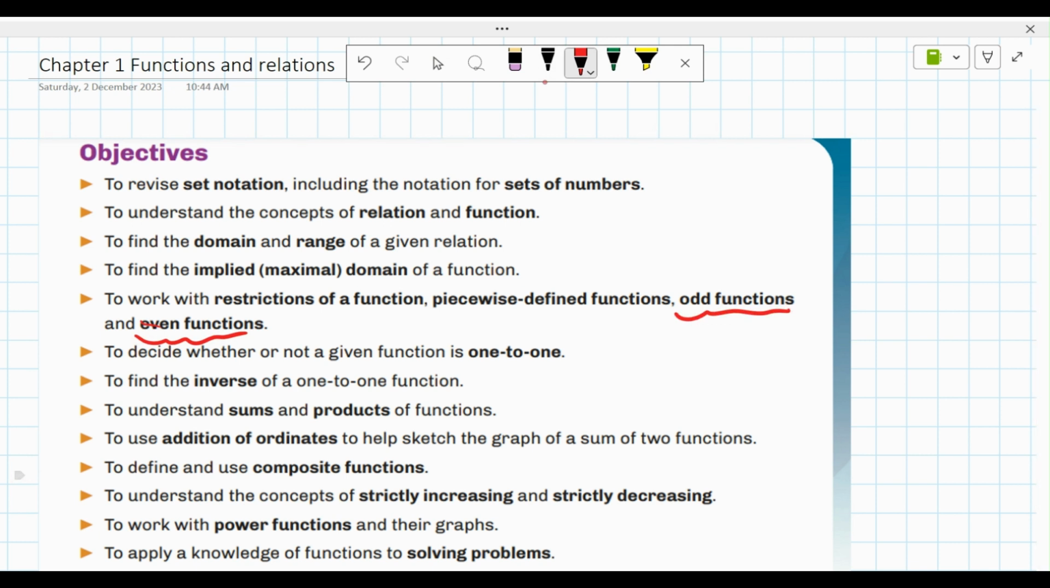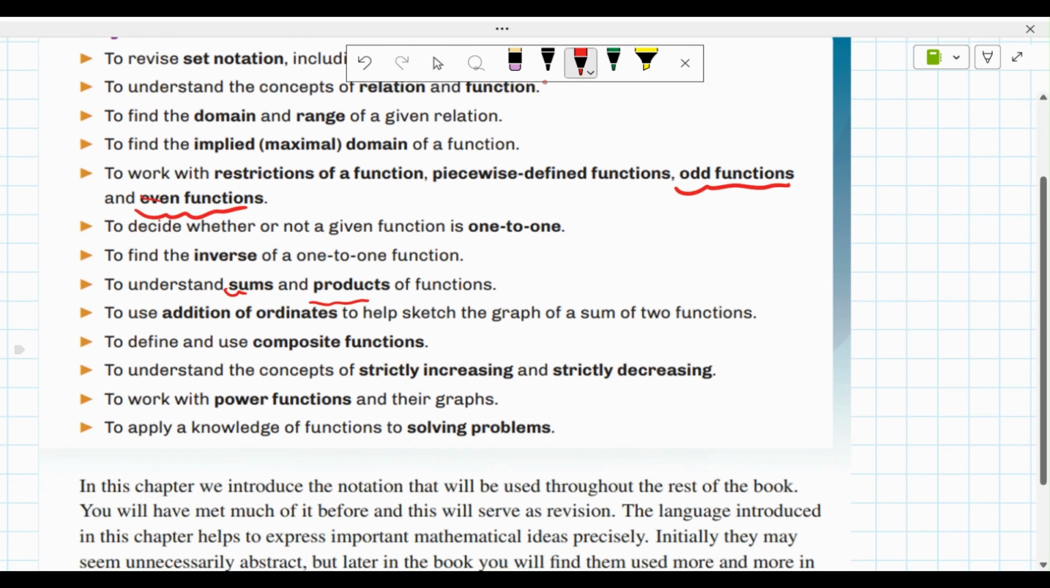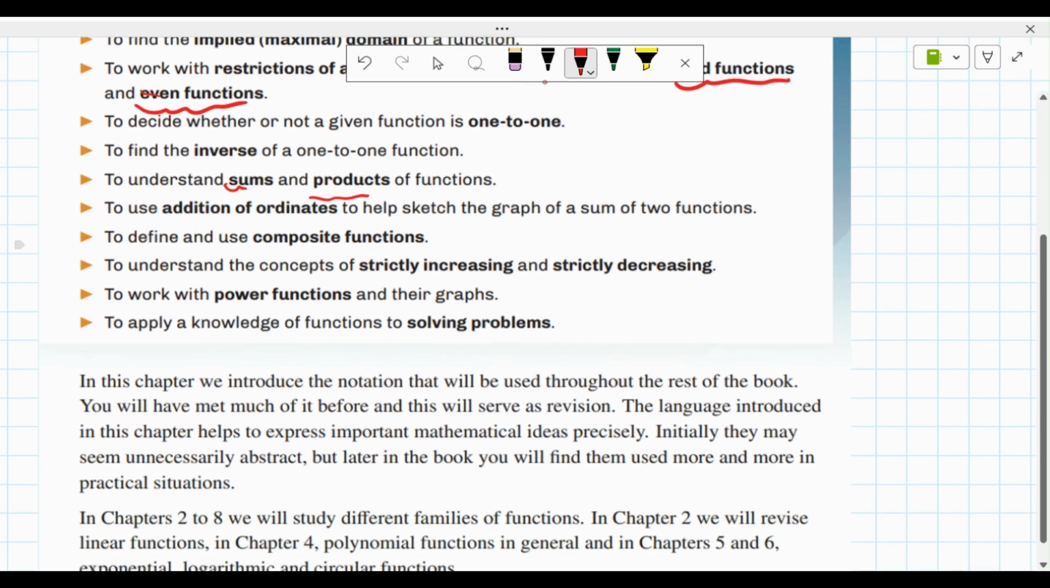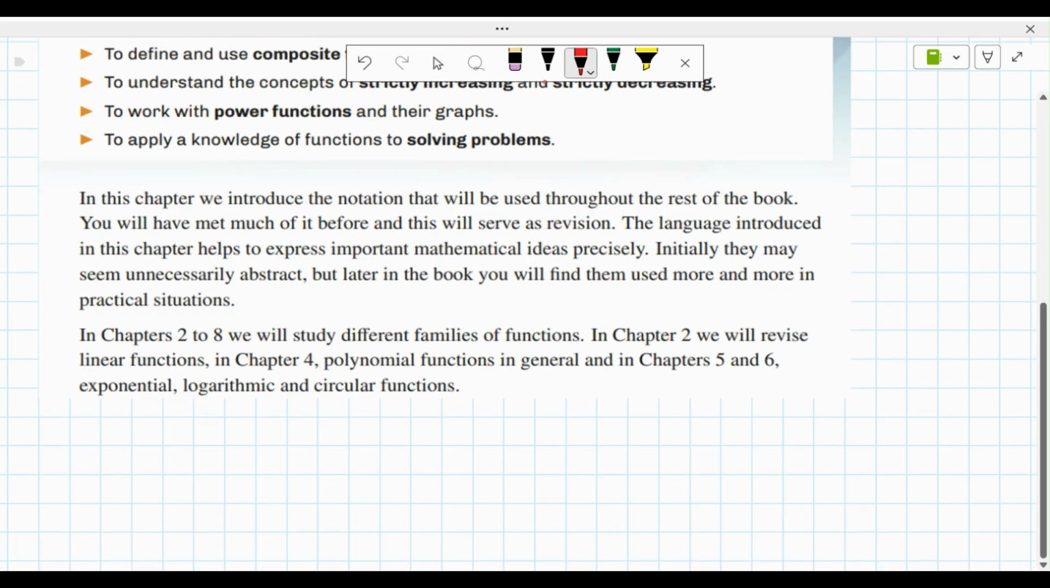Also, we're going to understand the sum and product of functions, and the difference. Lastly, we're going to solve some problems. In chapters 2 to 8, we're going to find the different familiar functions: in chapter 2, we did linear functions, and in chapter 4, we're going to do polynomial functions. In chapters 5 and 6, we're going to do exponentials, logarithms and circle functions. They're all part of functions. So let's get started with today's lesson.